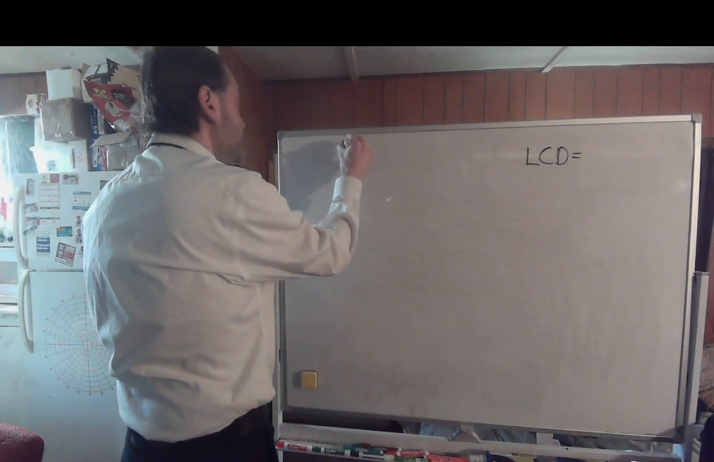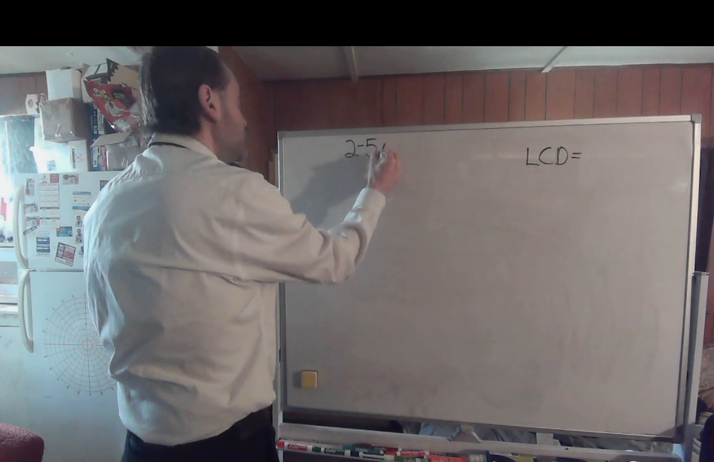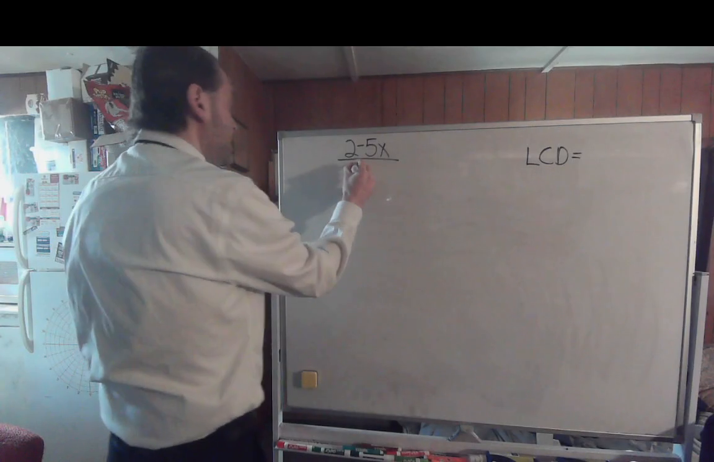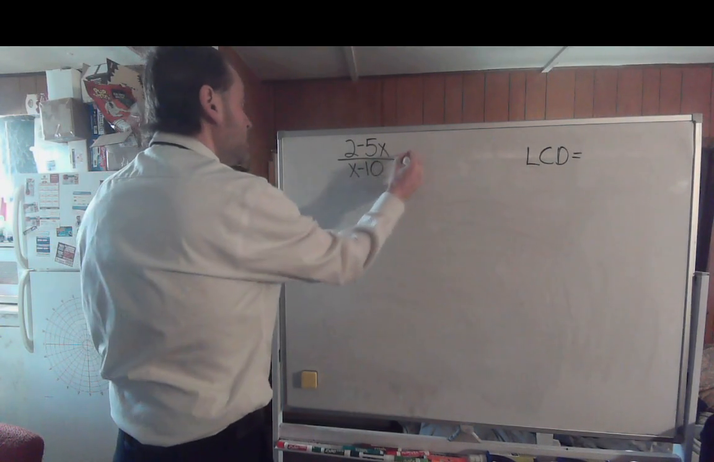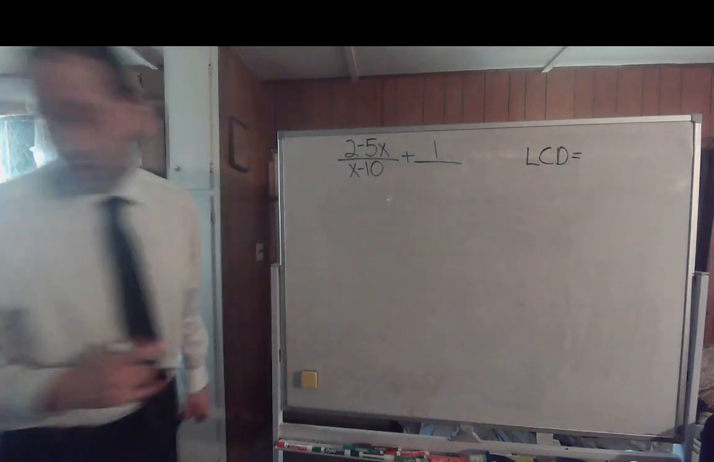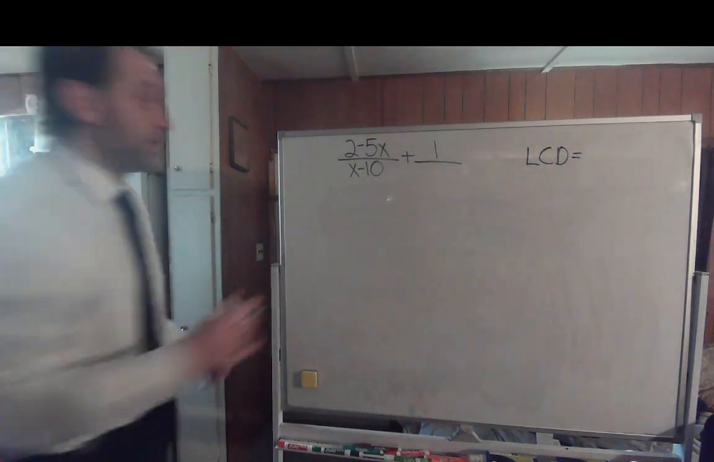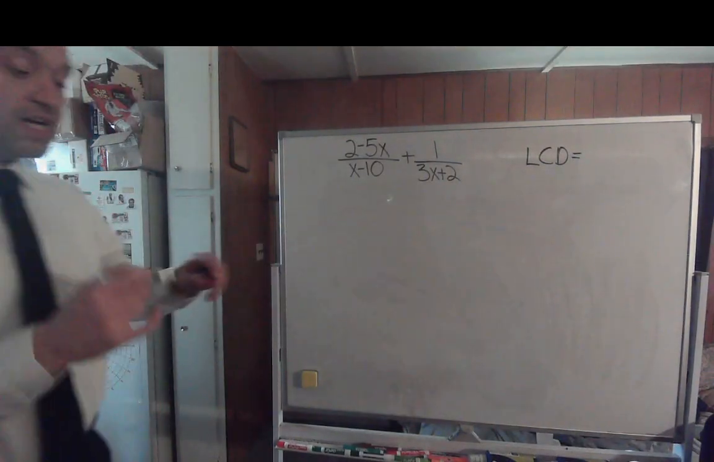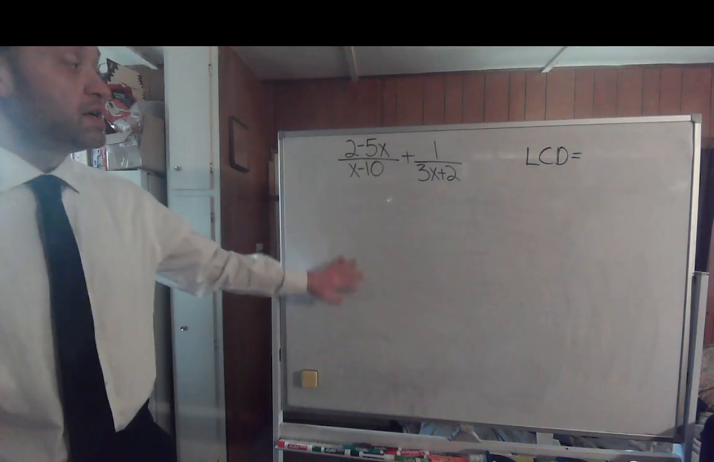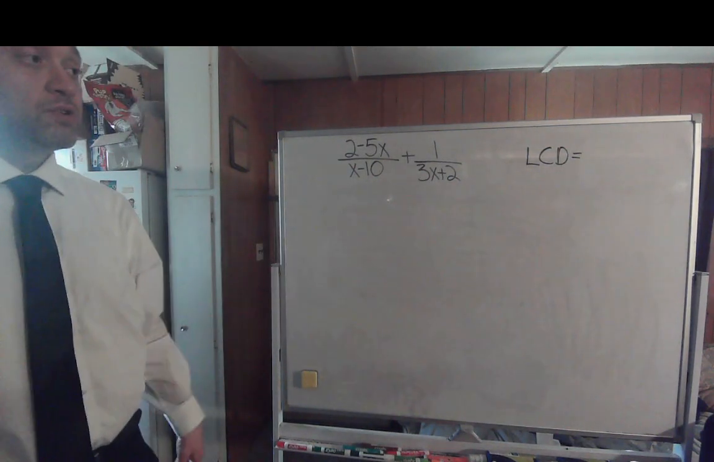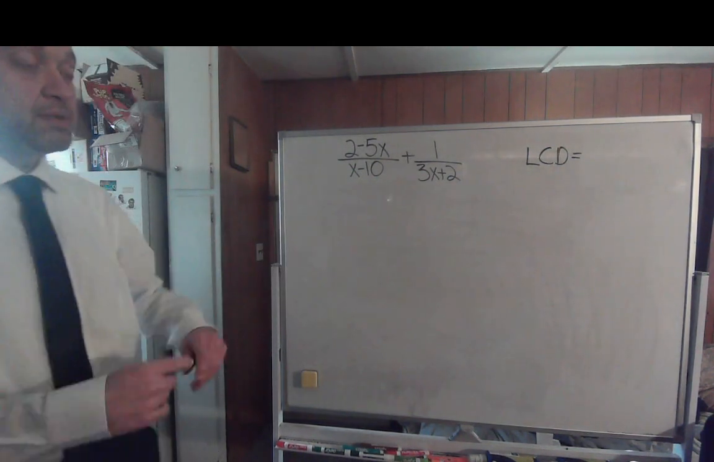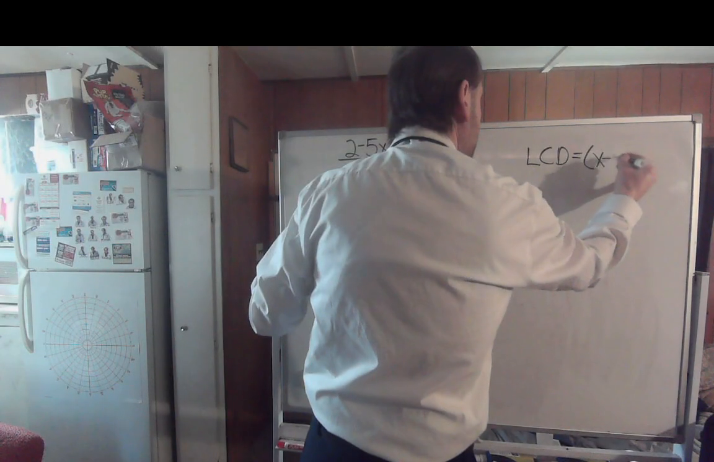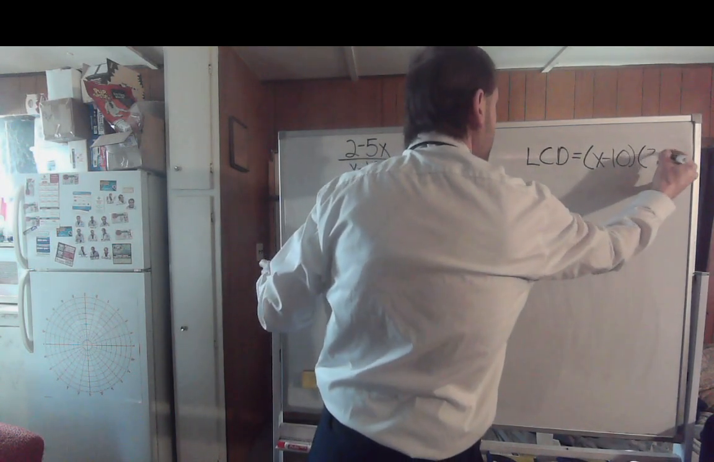Alright, let's see. We have (2 minus 5x) all over (x minus 10) plus 1 all over (3x plus 2). So (2 minus 5x) over (x minus 10) plus 1 over (3x plus 2). Well, each of these terms has a different denominator, so you're going to have to multiply both denominators to get a least common denominator of (x minus 10) times (3x plus 2).